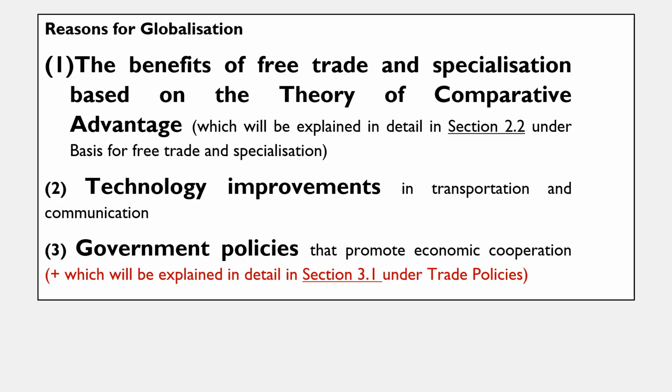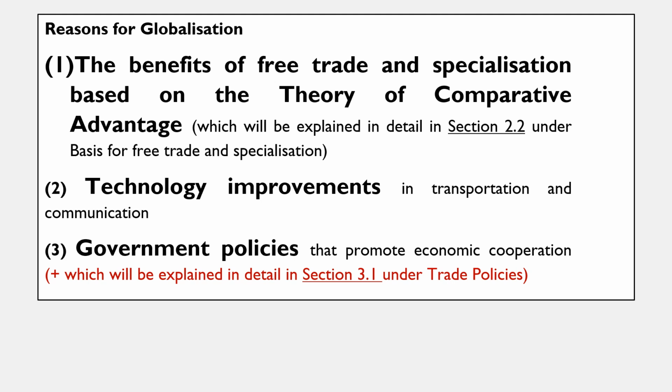These are the three main reasons for globalization. First, it is the benefits of free trade and specialization based on the theory of comparative advantage. As mentioned, this is an important theory that you need to master, and it will be explained in detail under section 2.2 of the lecture notes. In addition, we also have an optional video 1B for you to watch so that you can further understand this theory of comparative advantage through the use of an example.